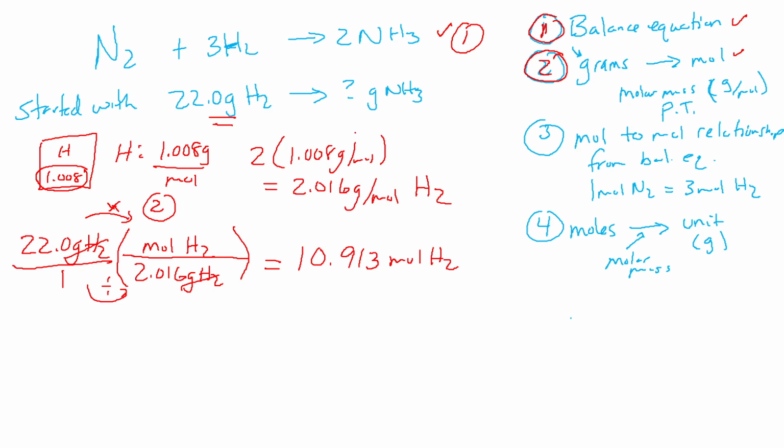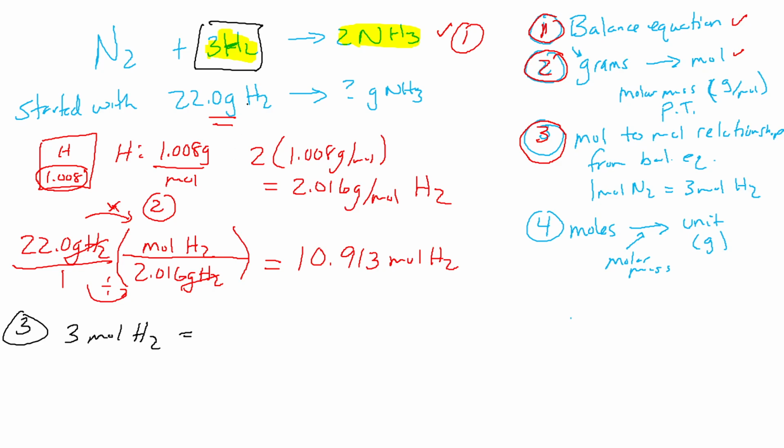Now we're off to step number 3, which is the mole to mole relationship. So once again, we are not interested in the H2, which is what we were given. We want to get over to my NH3. So this is where the equation in stoichiometry comes into play. We're going to use the equation as a conversion factor. So I'm definitely interested in H2 because that's what I got. So for step number 3, that would tell me 3 moles of H2.